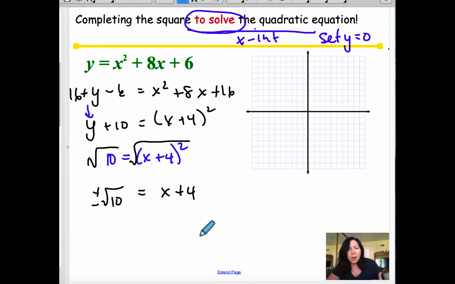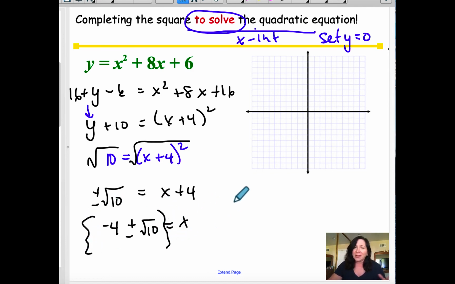And so now what I have to solve for x is I just move that 4 over to the other side, and I get negative 4 plus or minus the square root of 10. Now, I know that you're looking at that and you're thinking, how am I supposed to graph that? Where are my intersection points?